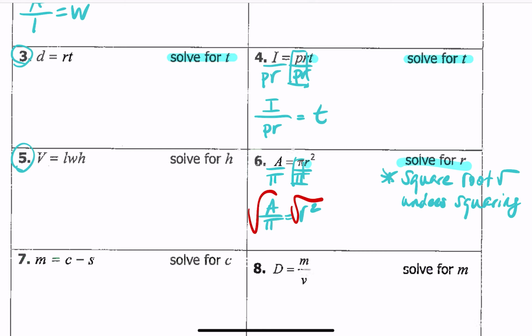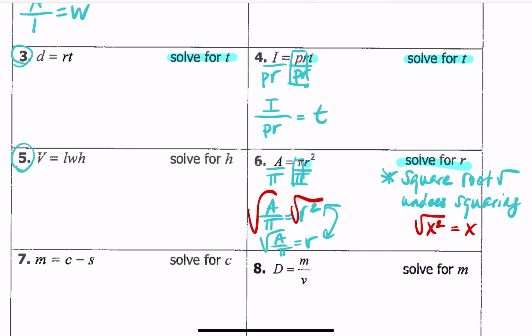And just to give you some notes here, if I take the square root of x squared, that's x, okay? So that's why you had to take the square root of r squared. And when you do that, because you did it on the left as well, your answer is the square root of a over pi equals r, because this is equal to r.